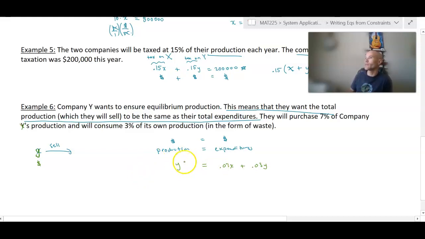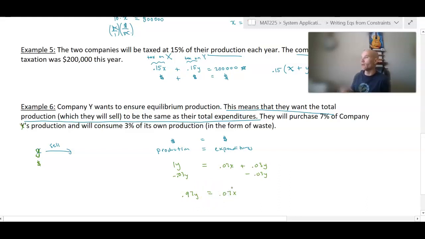And notice that in this situation, the variable y appears both on the left and the right, and there's nothing wrong with that. In fact, if you were just to subtract this 0.03y over, and I find that sometimes this makes a little more sense, you have 1y minus 0.03y. 1 minus 0.03 is 0.97y, and you get equals 0.07x.